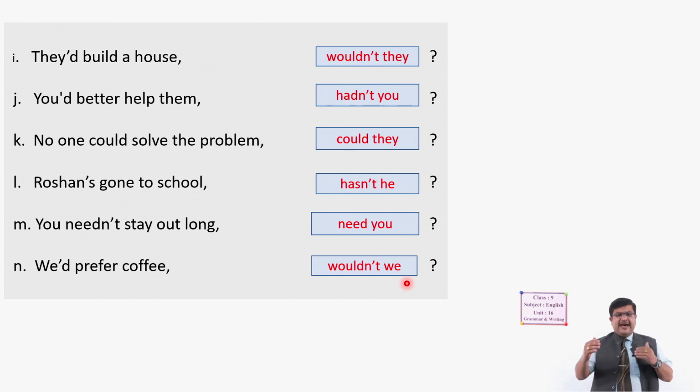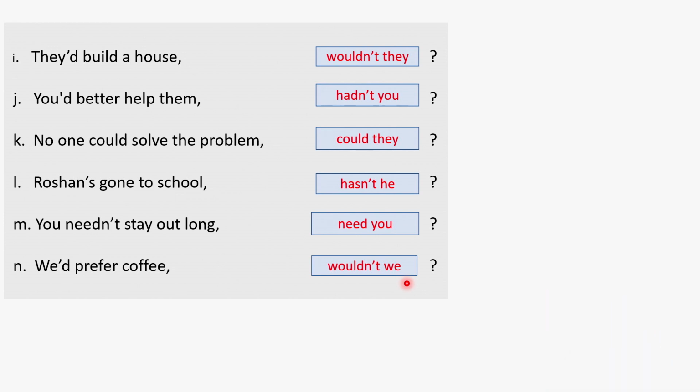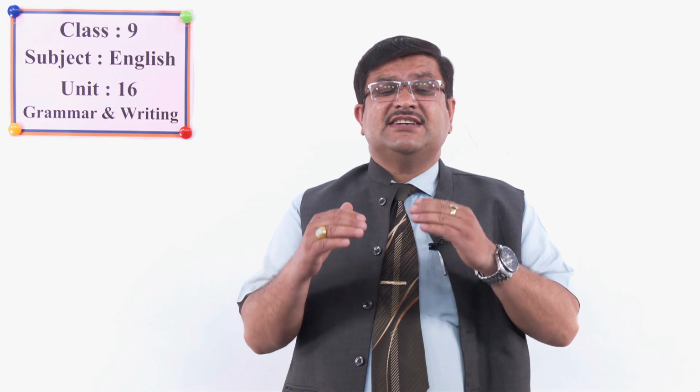Dear students, we have practiced some questions related to question tags. Now, on the basis of these questions, can we generalize the rules? And this is what the golden rules for question tags are. Here we go.